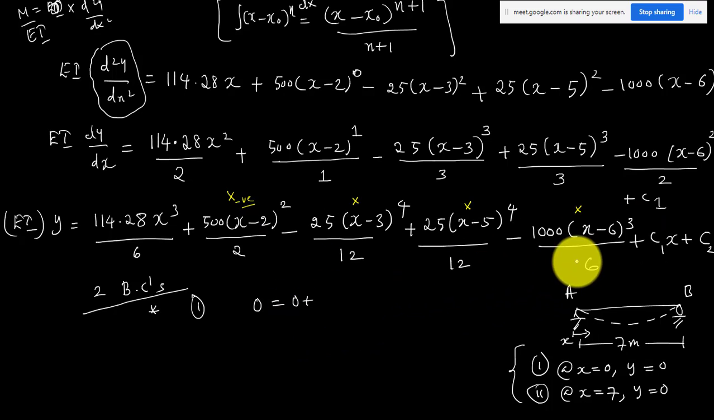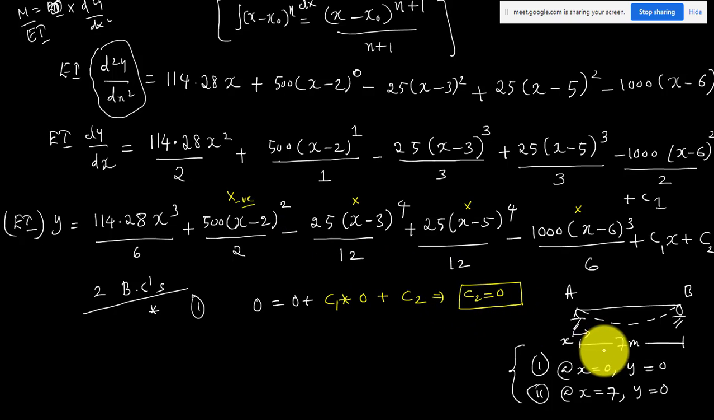Finally, here I have the term c1 into x. That is c1 into x, which is 0, plus c2. So from this equation we can see 0 equal to 0 plus 0 plus c2. So finally the result is c2 equal to 0. So I solved for the value of c2 from the first boundary condition.